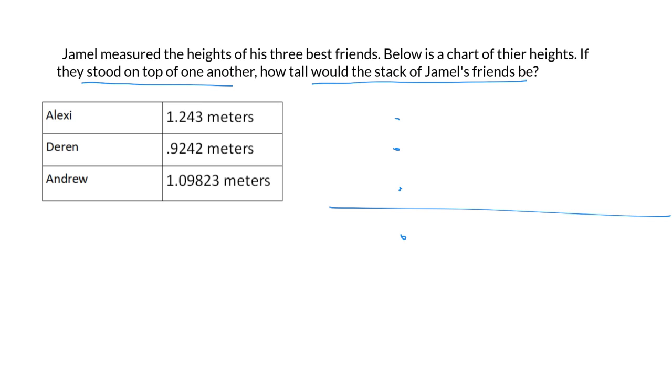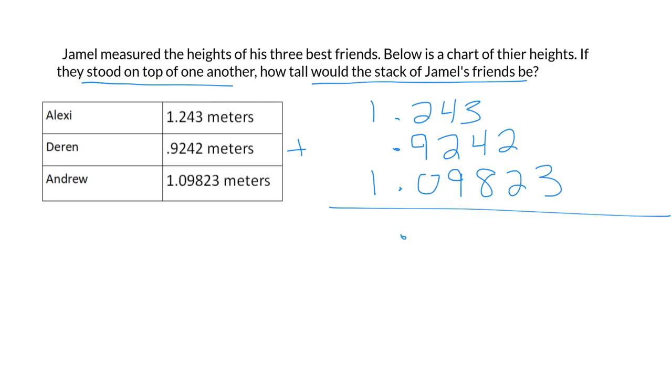I'm going to just plug these in. Remember, we're doing addition, so the order doesn't matter. I'm just going to copy them from here. 1 and 243 thousandths meters, 9,242 ten thousandths meters, and 1 and 9,823 hundred thousandths meters. Okay, now that we're done with that, I am going to add in placeholders. I'm going to do those with a different color. Okay, it just helps me stay organized. And 1 in my 1's over there.